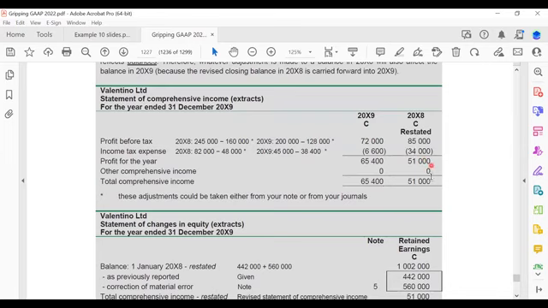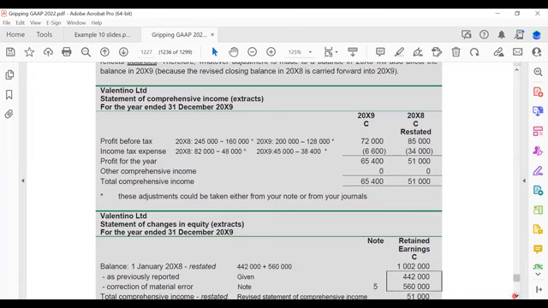There's 1 year of comparatives for a statement of comprehensive income. Here again, we have the words restated. Okay. The workings, however, are not cumulative. Because we close off our profit and loss to retained earnings every year, you'll only see 1 year of adjustments here on your statement of comprehensive income.